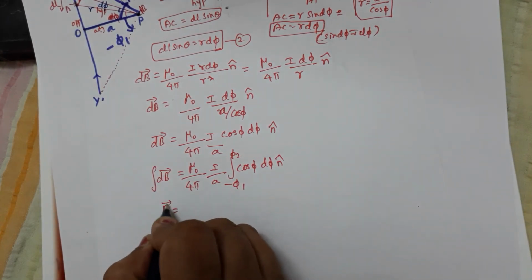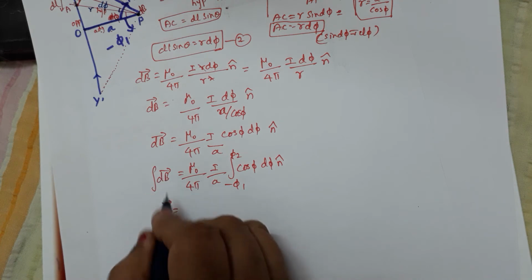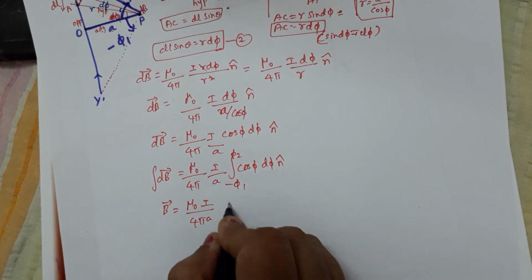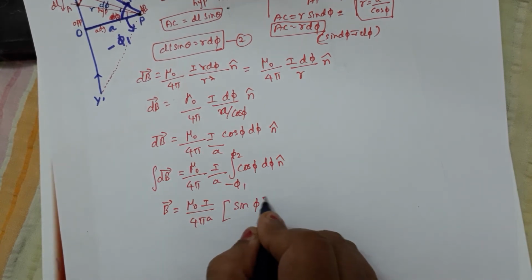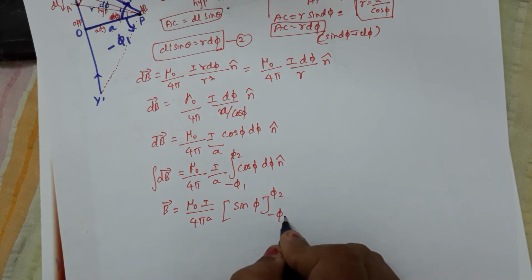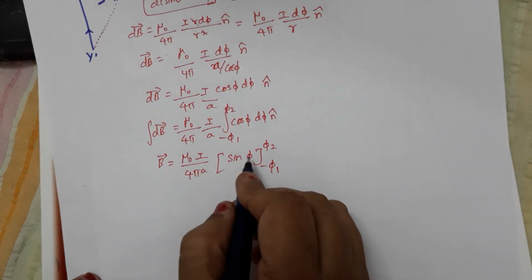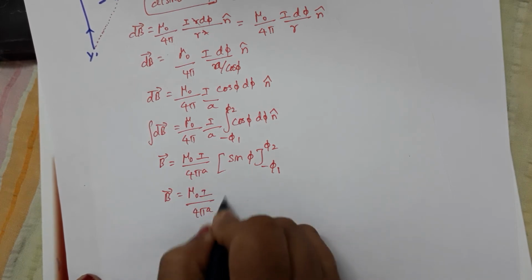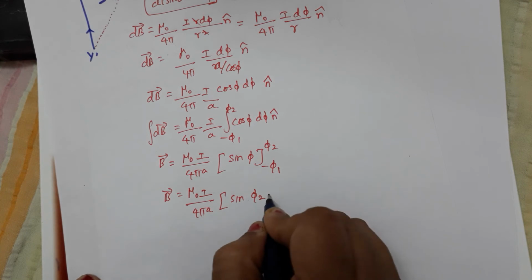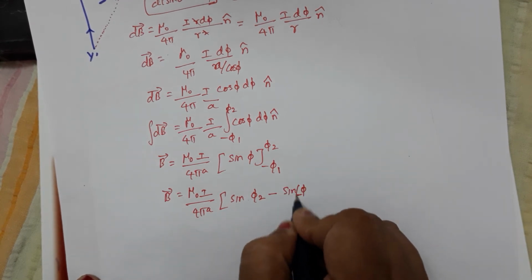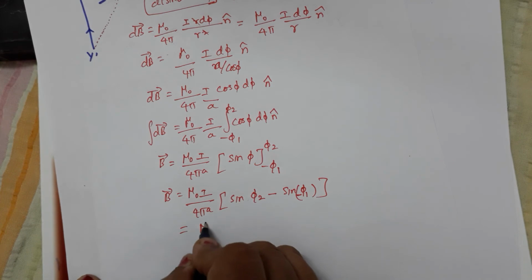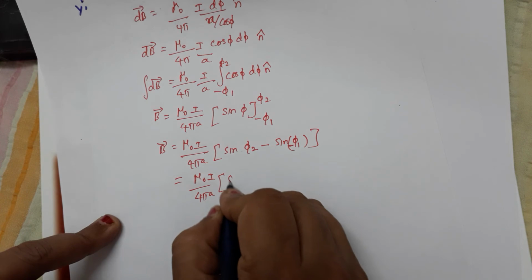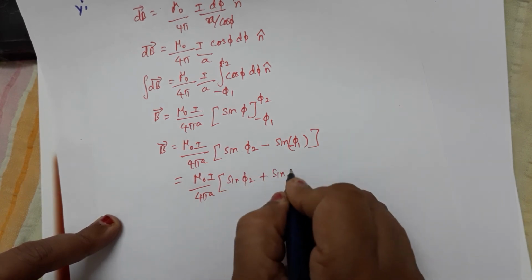Integral dB vector is B. Integral dx is x, so in the same way integral dB is B. Mu naught I by 4 pi a. If you integrate, what do you get? Sin phi, with upper limit and lower limit. Instead of this you substitute the upper limit and lower limit values. Mu naught I by 4 pi a, sin of upper limit phi 2 minus lower limit which is minus phi 1. So mu naught I by 4 pi a, sin phi 2 plus sin phi 1, right?